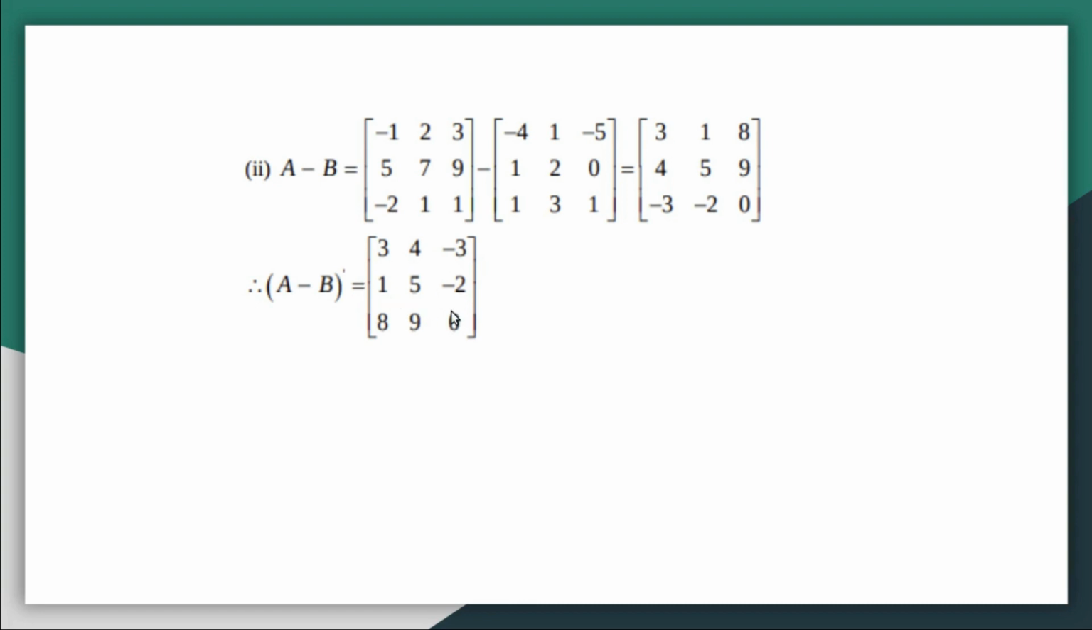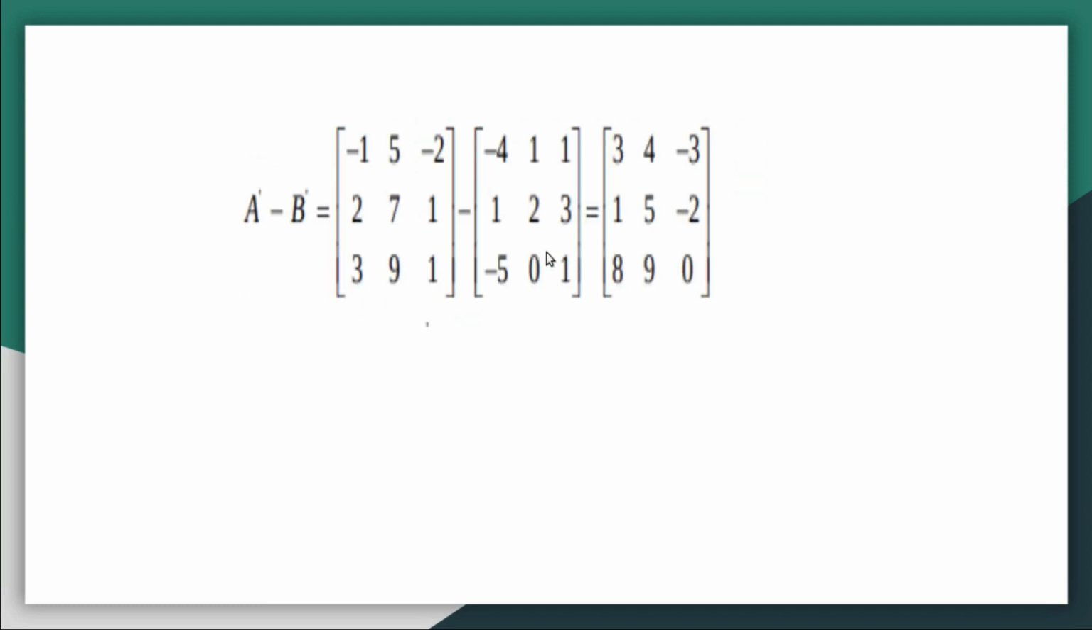Now we have to find A transpose minus B transpose. Minus 1 minus minus 4, that is minus 1 plus 4, 3. 5 minus 1, 4. Minus 2 minus 1, minus 3. 2 minus 1, 1. 7 minus 2, 5. 1 minus 3, minus 2. 3 minus minus 5, 3 plus 5, 8. 9 minus 0, 9. 1 minus 1, 0.